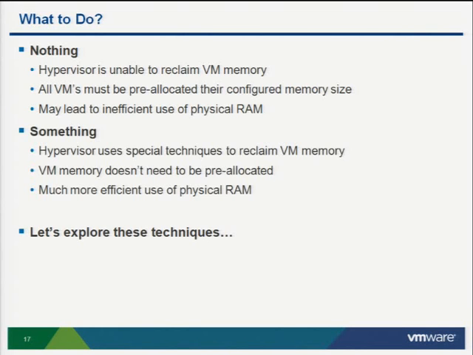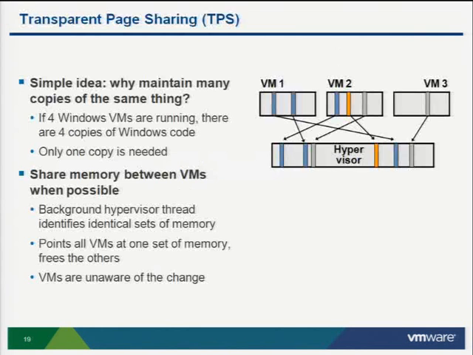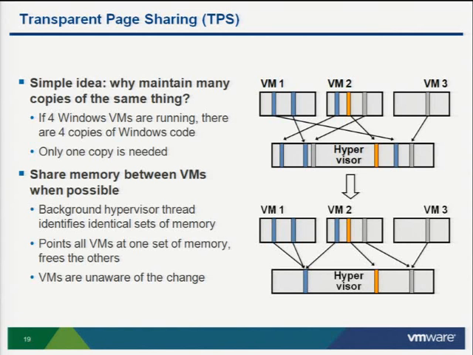So what are these techniques? I think you're familiar with pretty much all of them. The first is transparent page sharing. And the basic idea behind this is, why do you have to have multiple copies of something when you only need one? If you have 4 Windows VMs, exact same version, exact same patch level, why do you need 4 copies of the executable code in your physical RAM? Why not just have one? So that's exactly what transparent page sharing tries to do.